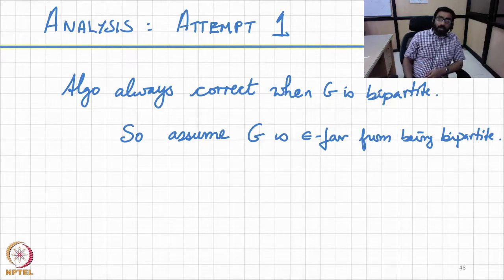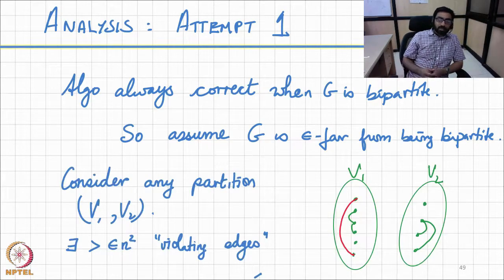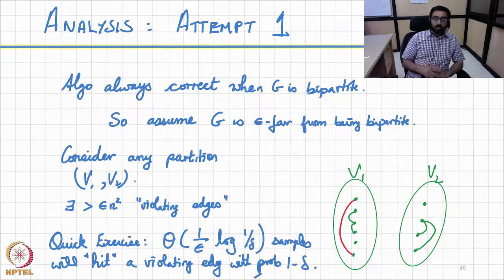Okay. Under that assumption, consider a partition V1, V2. We're guaranteed that there are more than epsilon n squared violating edges. And these are edges that are going between vertices that are both in V1 or both in V2. Here's a quick exercise for you.